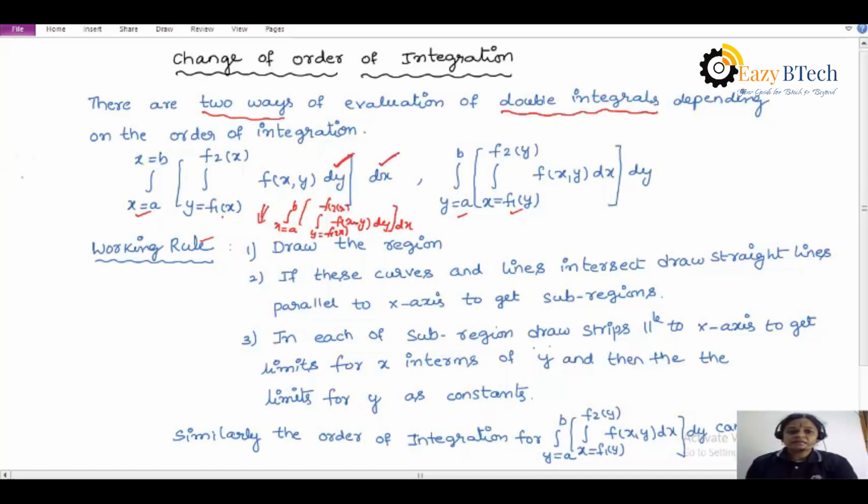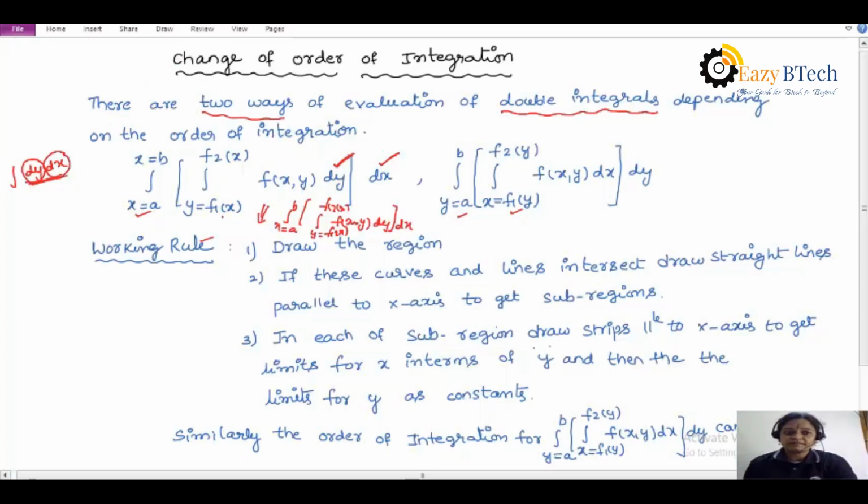Okay, so in this order, dy dx of the function, we are doing first integration for the y variable and next integration for the x variable. So what is change of order of integration?